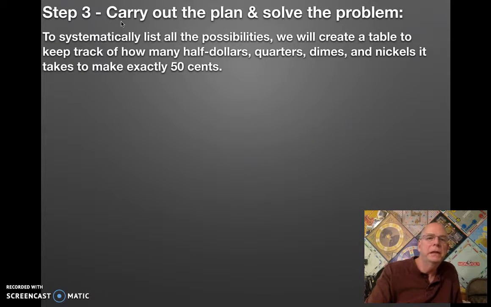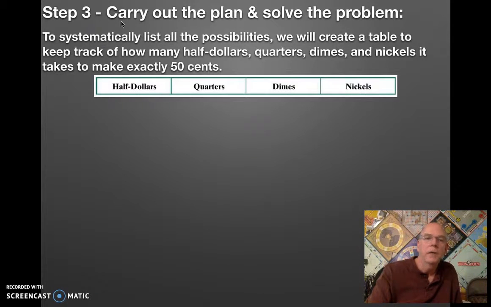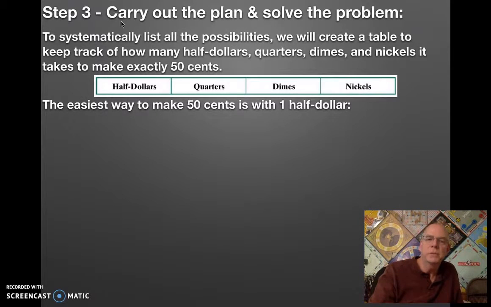To systematically list all the possibilities, we'll create a table to keep track of how many half dollars, quarters, dimes, and nickels it takes to make exactly 50 cents. So here's our table. We have a column for half dollars, a column to count how many quarters we need, how many dimes, how many nickels. Okay? Obviously, the easiest way to make 50 cents is with 1 half dollar.